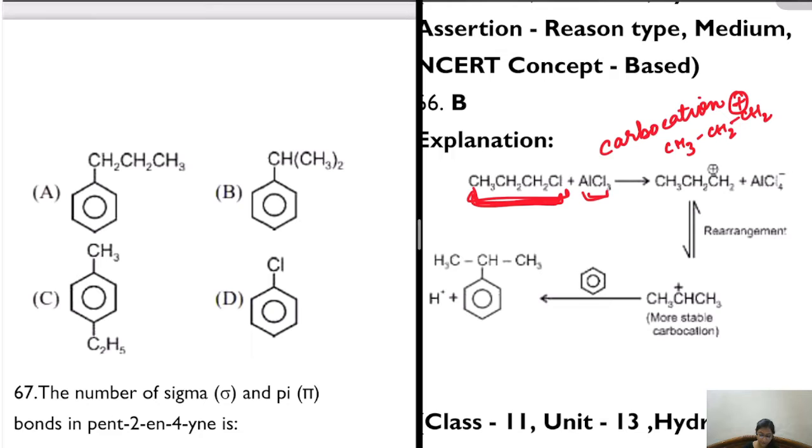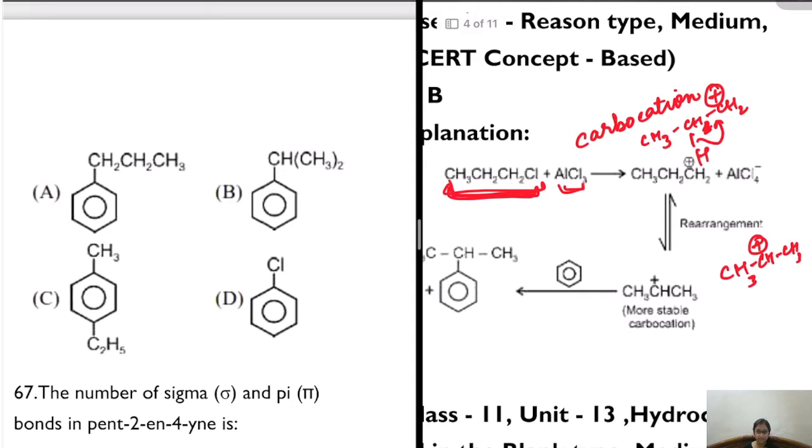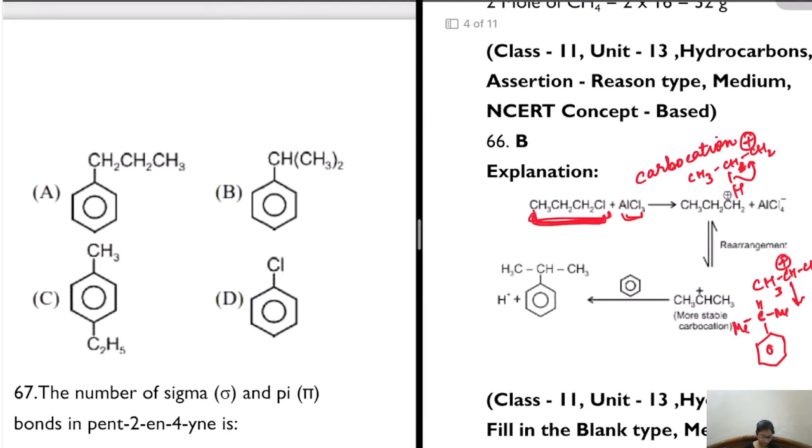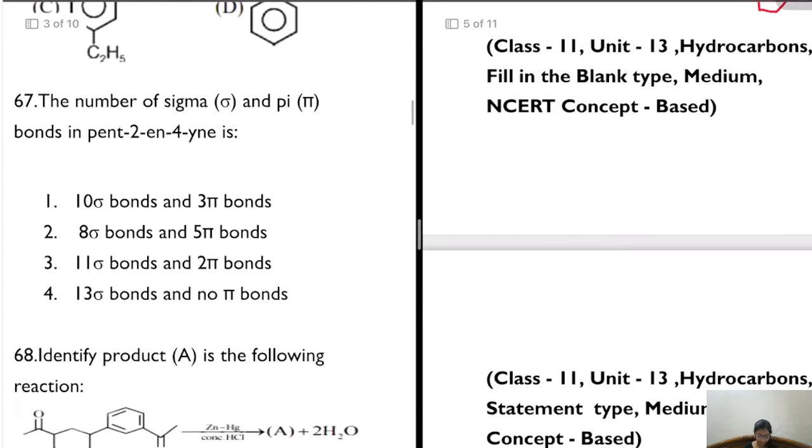Okay, but this is not stable. So rearrangement will occur. So hydrogen from here will donate its electron density here. And what we'll have? We'll have CH3, CH3. Okay, this is the structure we'll have. Now, upon benzene ring attack, what will happen? We'll have finally this product because the carbocation is here. So what is the correct answer? That is option number B. Now let's see the next question.